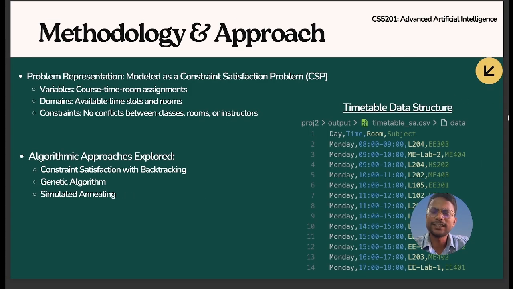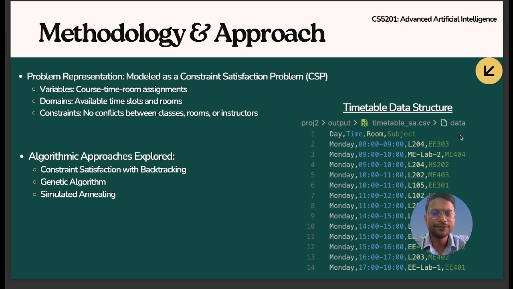We approach this as a constraint satisfaction problem. Our methodology involved data processing to create the necessary data structure, then implementing constraint checking functions, then developing three different algorithm approaches, which are constraint satisfaction with backtracking, genetic algorithm, and simulated annealing. Then creating the visualization tool for results, analyzing and comparing algorithm performance.